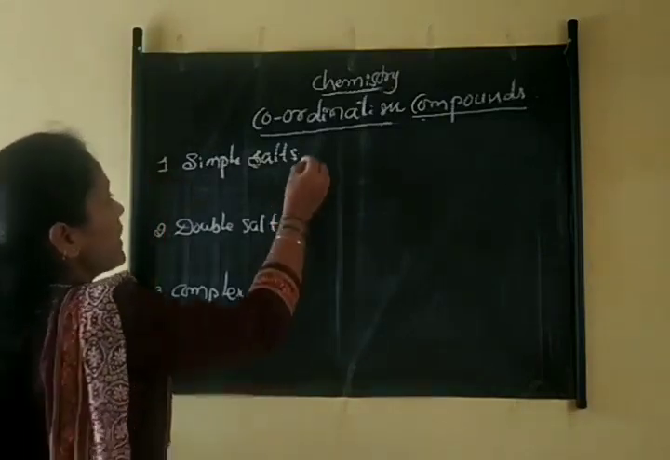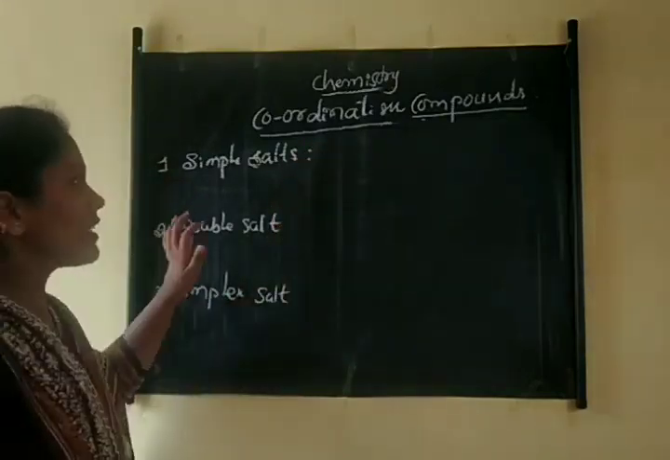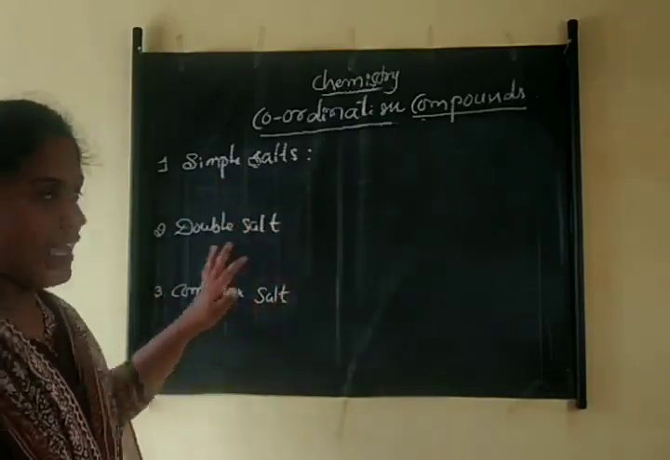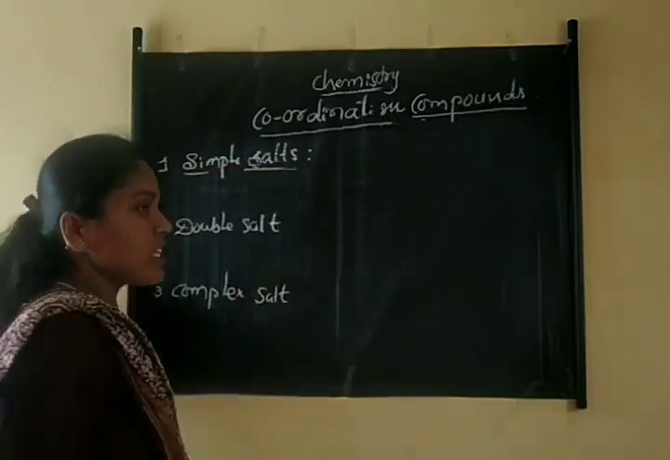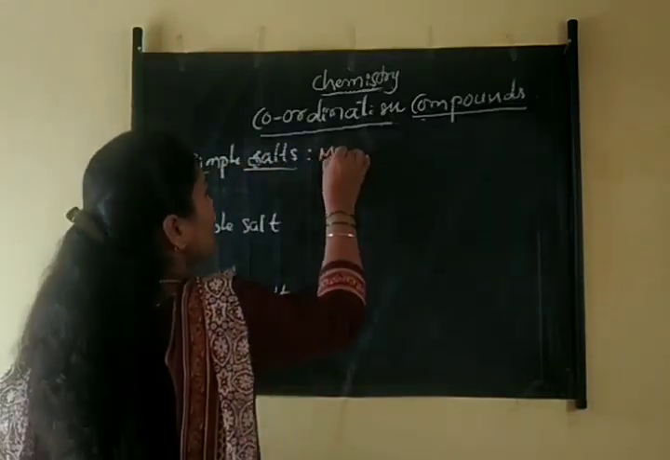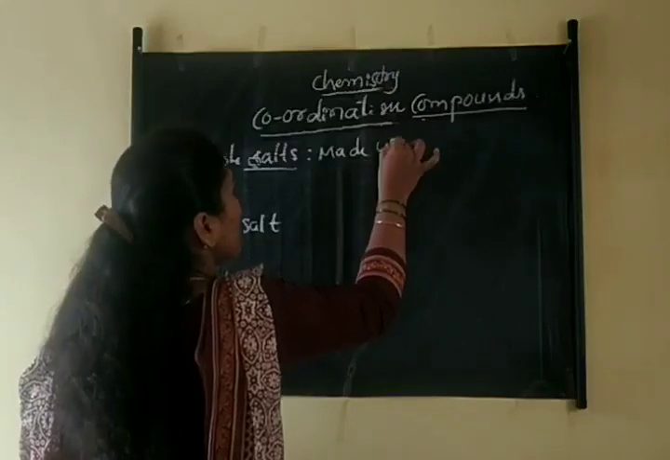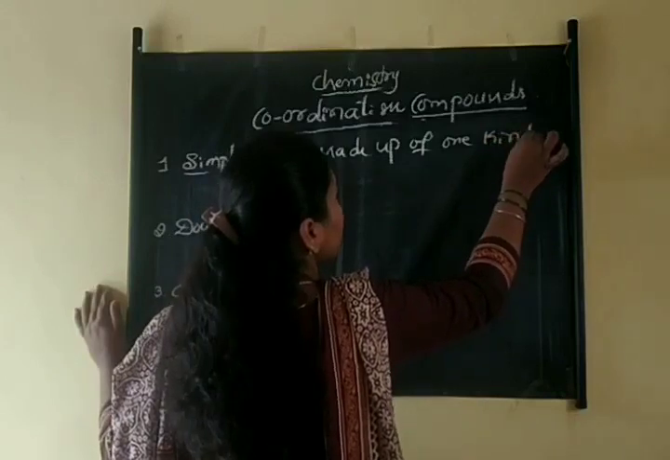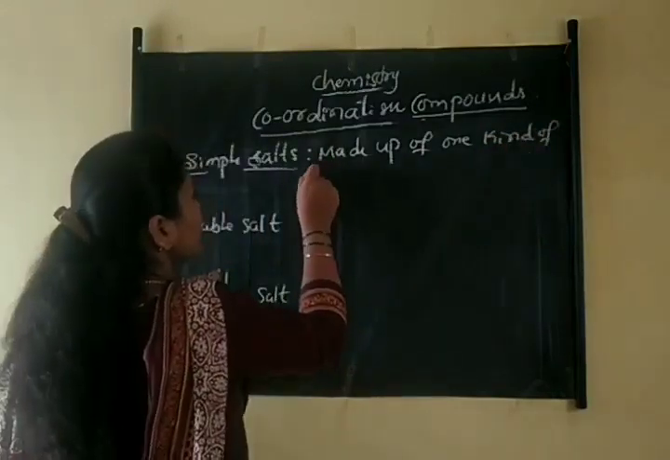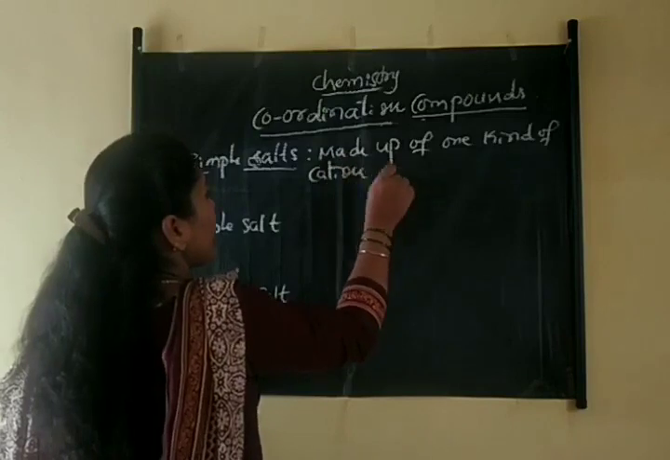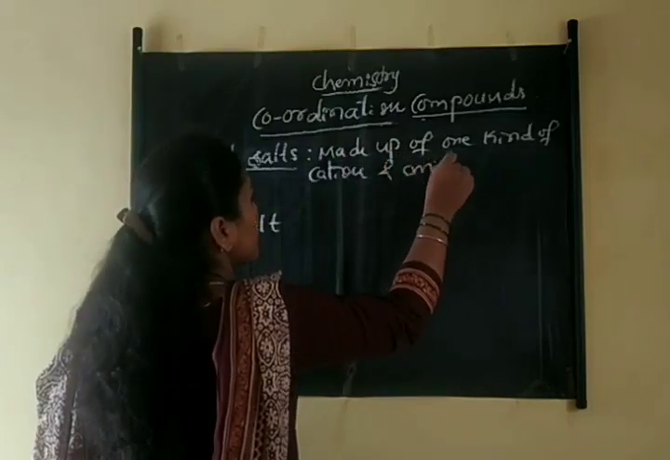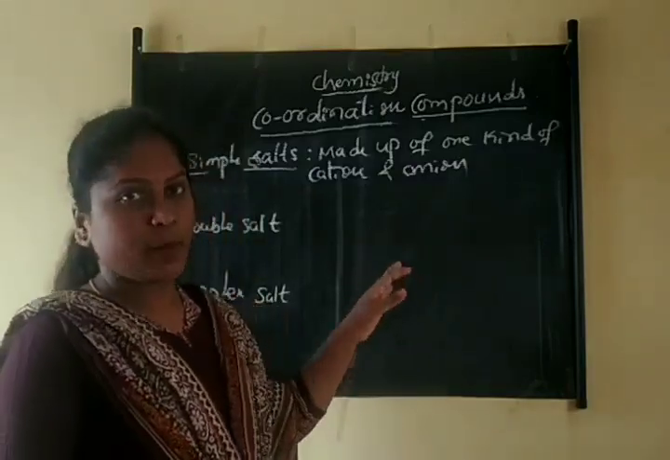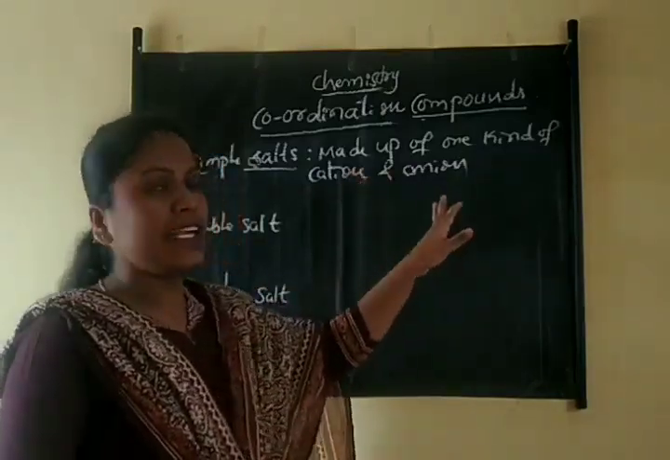Okay, so what is meant by simple salts? These are the compounds made up of only one kind of cation and anion.